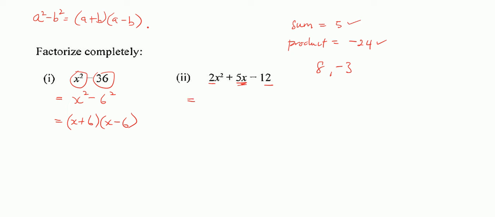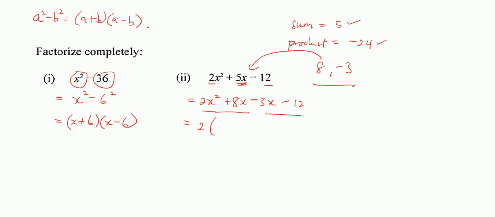So what do we do? We replace the middle term, which is the 5x. So it'll be 2x squared plus 8x minus 3x. That's why we needed the two numbers here. So we replace the middle term, and we write back minus 12 here. Now we're going to simply factorize by grouping. So we group these two, and we group these two. So the HCF of 2x squared and 8x, we can pull out 2.